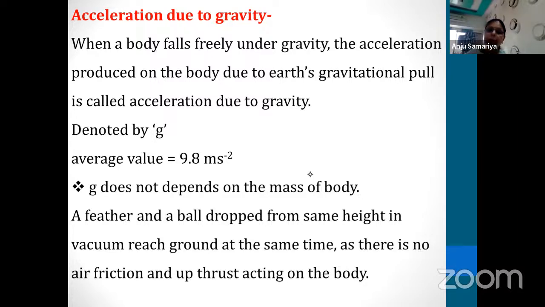We are going to study this again in the upthrust chapter. But just so that you know it, a feather and a ball dropped from the same height in vacuum reach the ground at the same time, as there is no air friction or upthrust acting on the body.